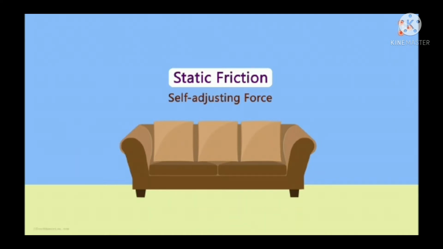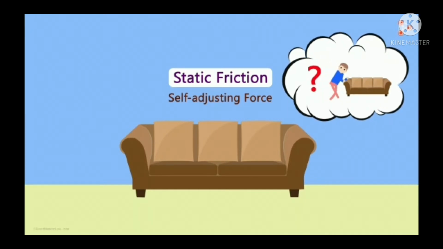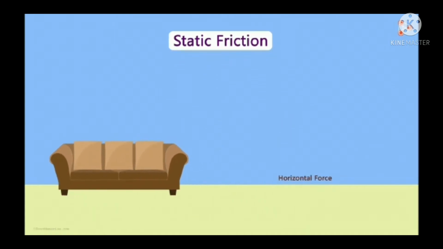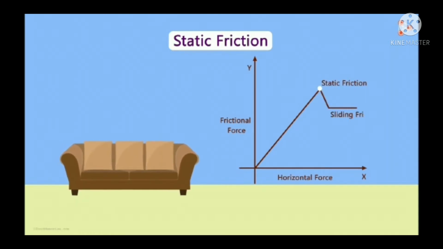Now I know what you must be thinking. After a few seconds, the sofa begins to move, right? What happens to the static force then? Let's discuss this with the help of a simple graph. We assume that the force you apply is a horizontal force represented by the x-axis, and the frictional force applied by the floor is represented by the y-axis. Now, as you increase the horizontal force applied, the frictional force is also increasing accordingly to keep the sofa at rest. This continues till a point where the sofa just starts moving. And that's where the static friction ends and the sliding friction begins.